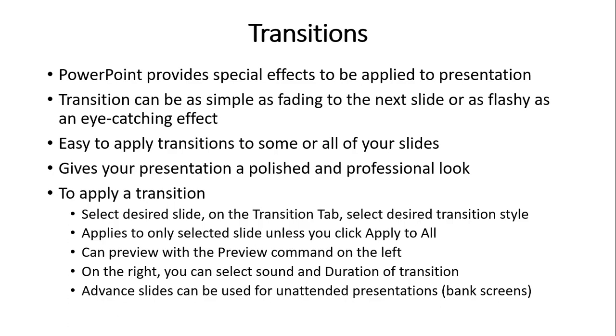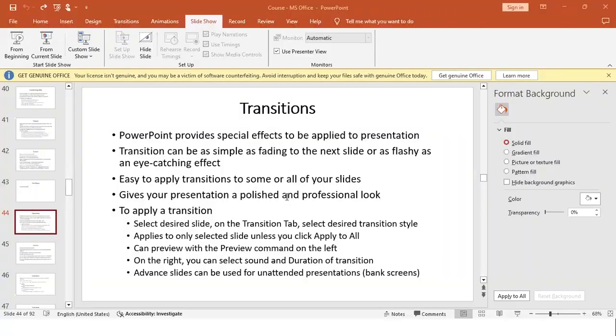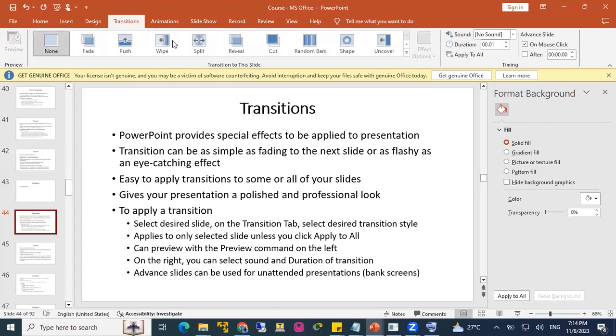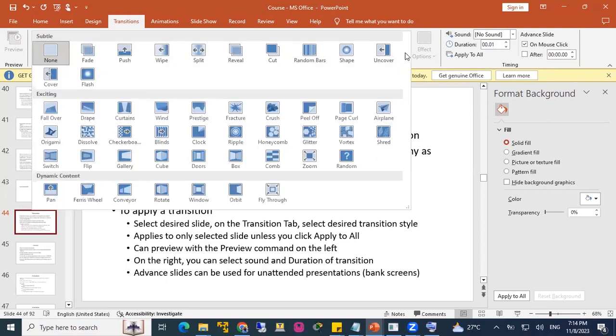To apply a transition, you go to the Transitions tab on your ribbon. So I'll exit this. This is the transition. We will see the designs for the transitions. And then when I click on the down arrow there, we will see the effects for the transitions. So we have a number of effects for your transitions.